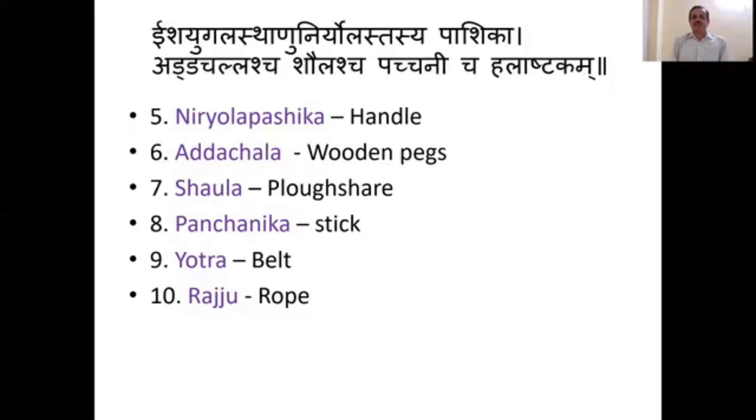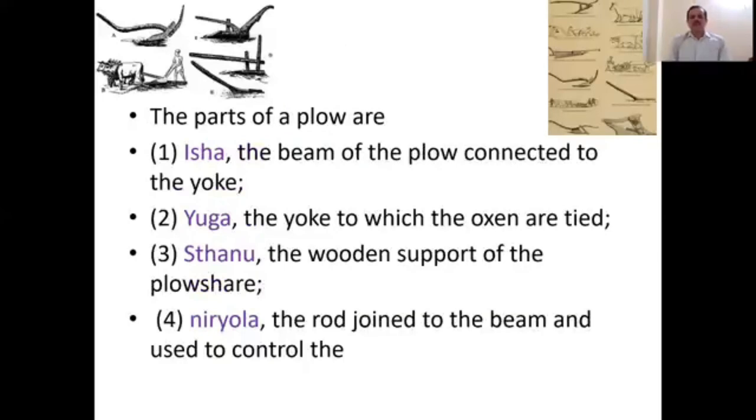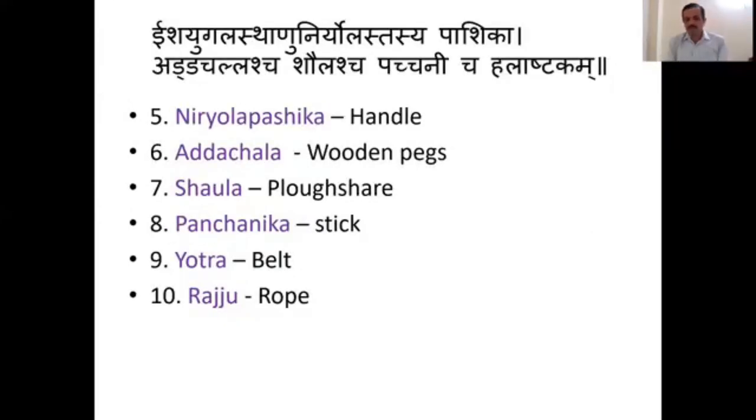So these are the halashtaka mentioned. That is, Isha, the beam of the plow connected to the yoke. Yuga, the yoke to which the oxen are tied. Sthanu, the wooden support of the plowshare. Niryola, the rod joined to the beam and used to control, or the steering rod.